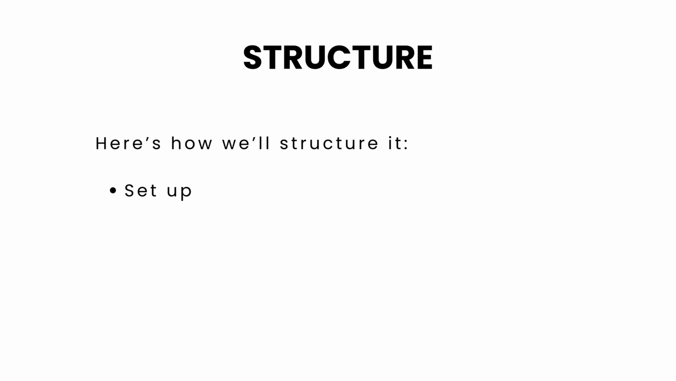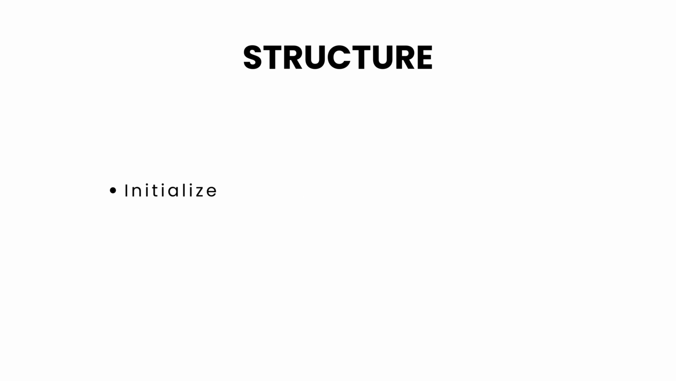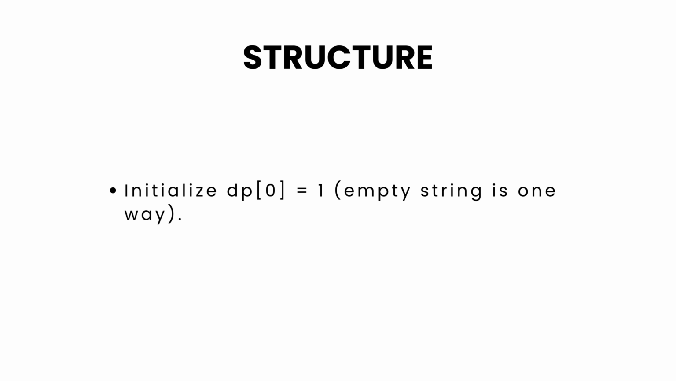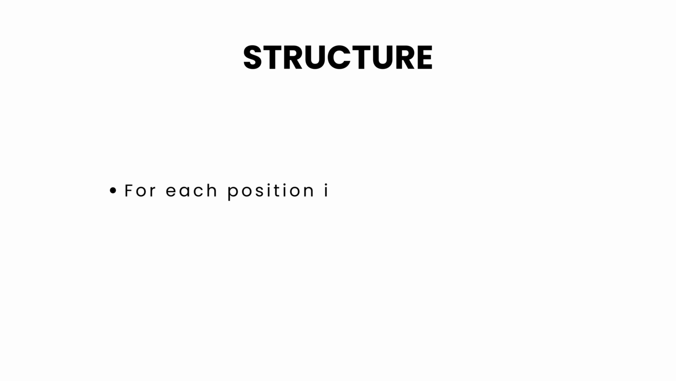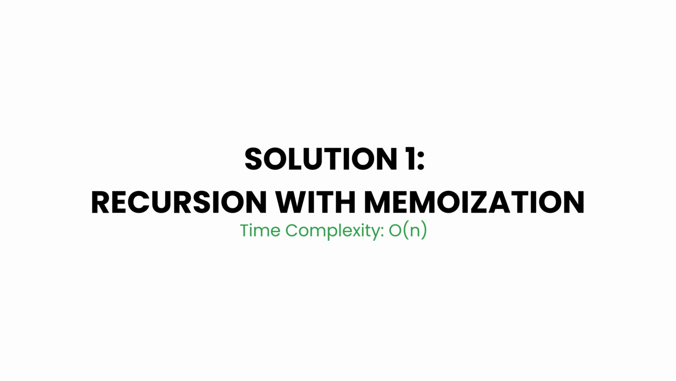Here's how we'll structure it. Set up a DP array where dp[i] is the number of ways to decode the first i characters. Initialize dp[0] equals 1, since the empty string is one way. For each position i from 1 to n: if s[i-1] is valid, not 0, add dp[i-1]. If s[i-2:i] is between 10 and 26, add dp[i-2]. Approach: recursion with memoization. Time complexity, O(n).